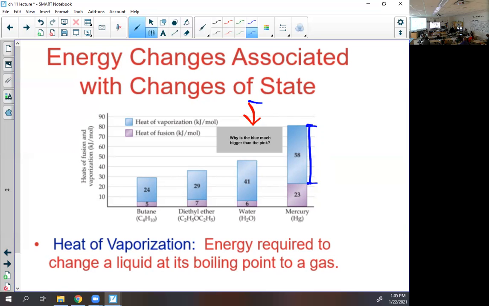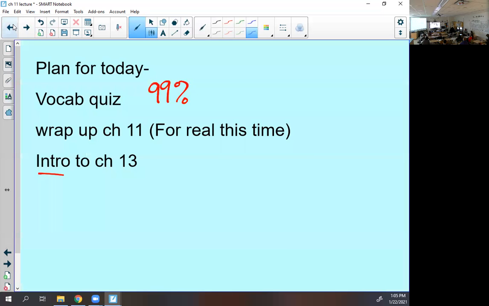All right, we already answered this. Why is the blue much bigger than the pink? And that's because we have to break every intermolecular force to convert a liquid to a gas versus just some of the intermolecular forces.